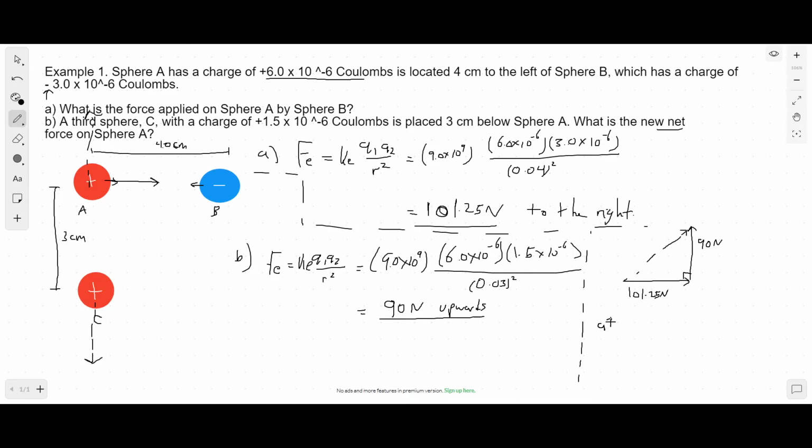So we know that a squared plus b squared equals c squared. That's Pythagoras, which means that c is the square root of 101.25 squared plus 90 squared. Calculating that really quickly, we get a value of 135.5 newtons.